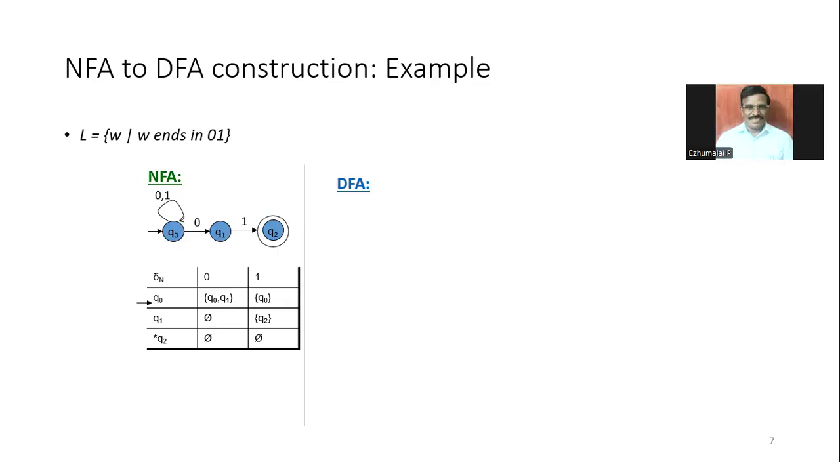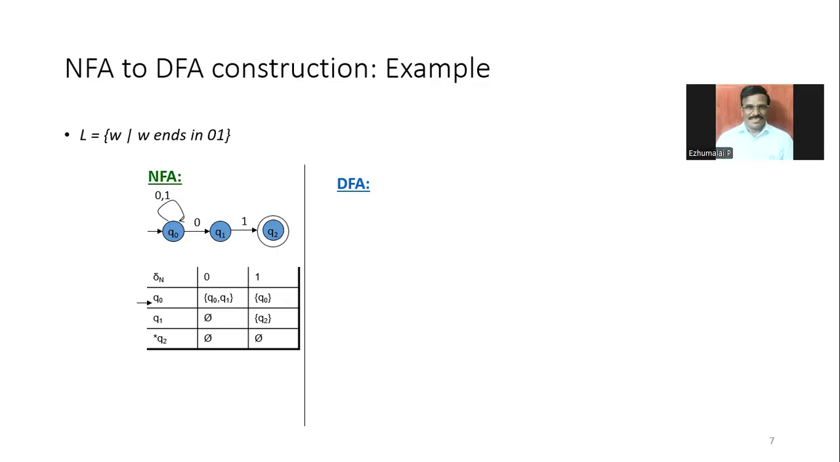If we give 0 in Q0, it goes to two states, Q0 and Q1. If you give 1 in Q0, it goes to Q0. If you give 0 in Q1, it is a null state move. If you give 1 in Q1, it goes to Q2. Q2 is the final state, so there are no more movements from Q2. This is the NFA table.